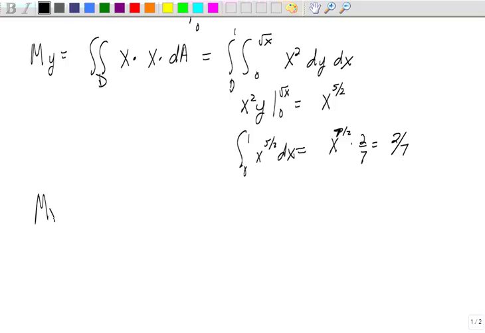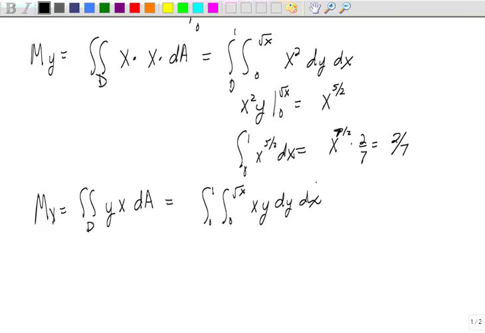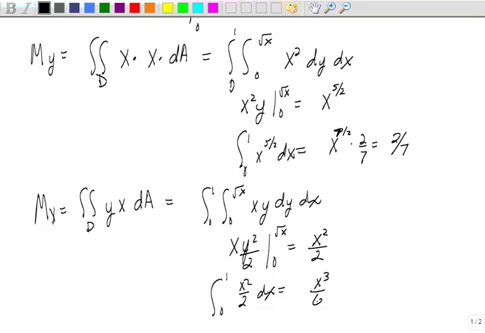And mx is the integral of y times the density, x, dA. With respect to y, okay, I don't want an equal sign. That's going to be xy squared over 2, 0 to square root of x. That's going to be 1/6.